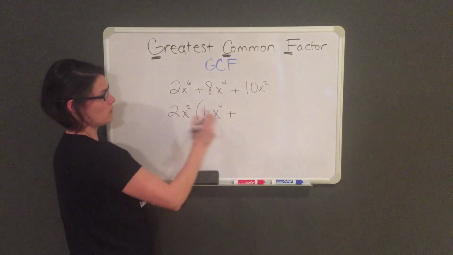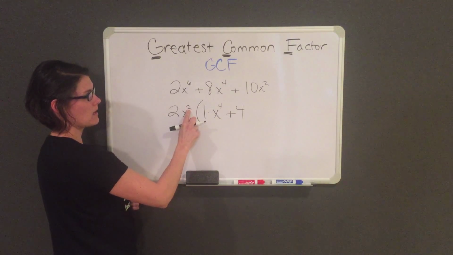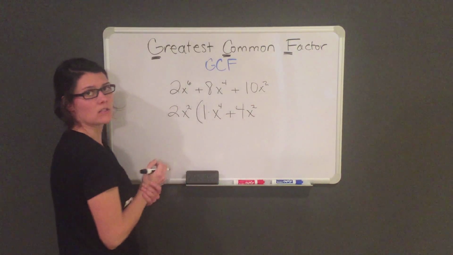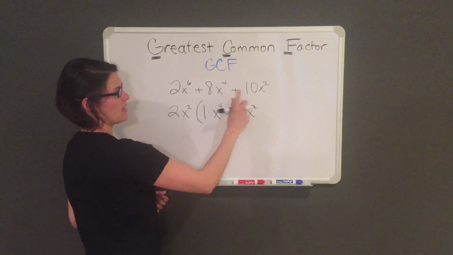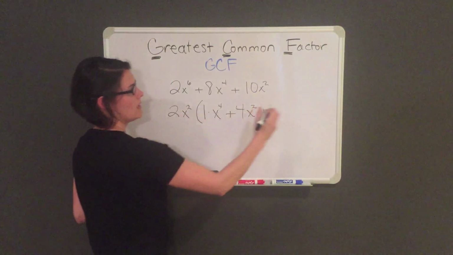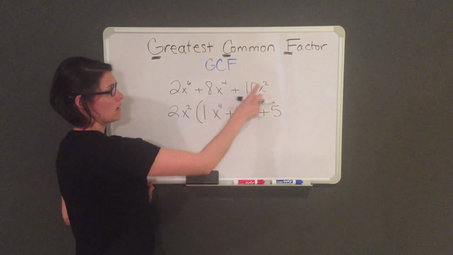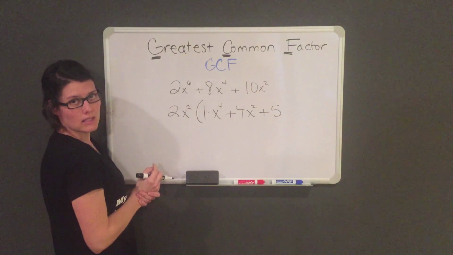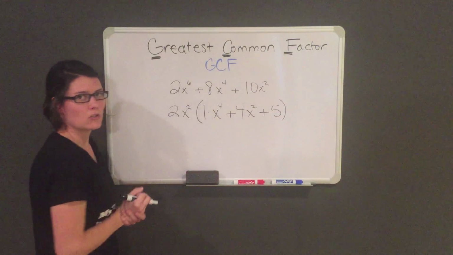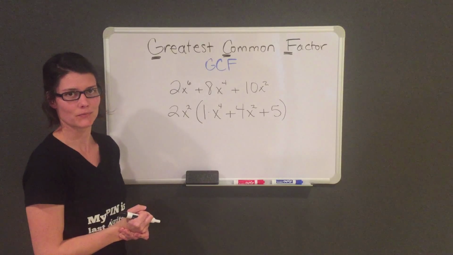8 divided by 2 is 4. X to the 4th divided by x squared. You subtract the 4 and the 2 to get x to the 2nd power. Then you put a plus sign and you do the last term. 10 divided by 2 is 5. X squared divided by x squared, 2 minus 2 ends up being 0. So your x's are all gone. And you close your parentheses and you have finished factoring out the greatest common factor.